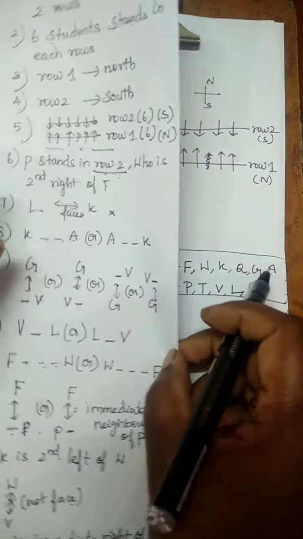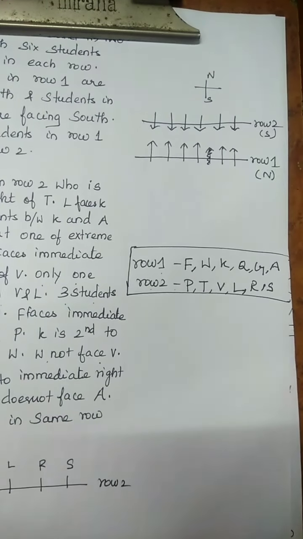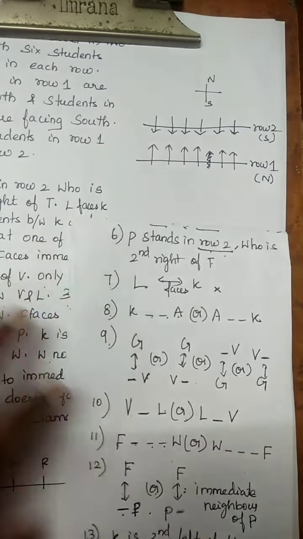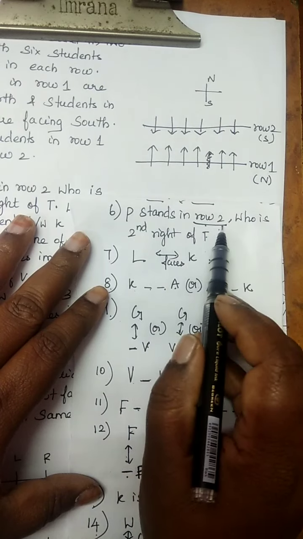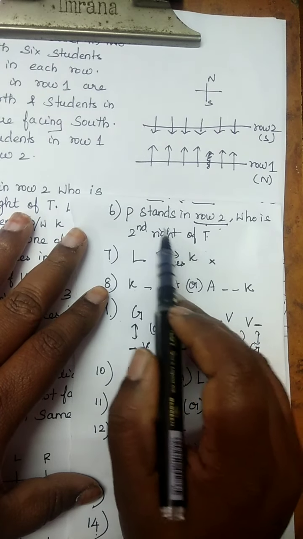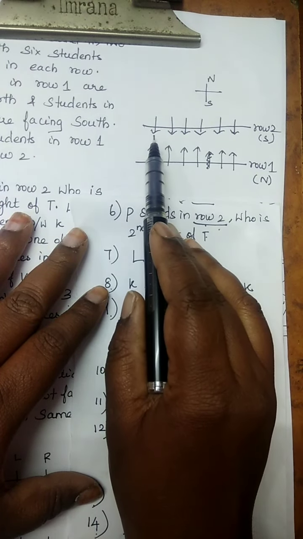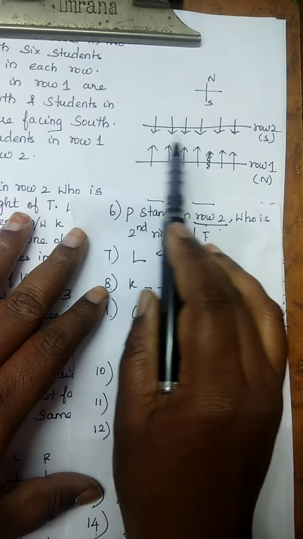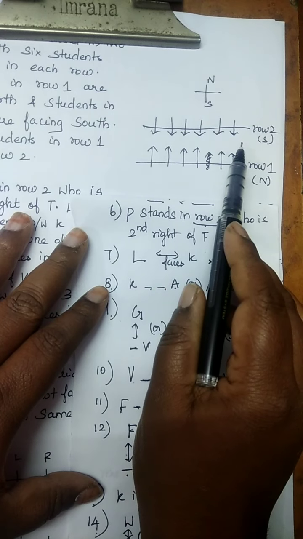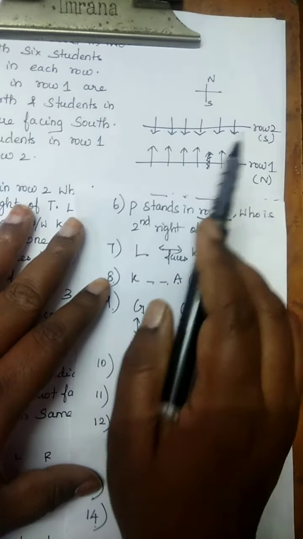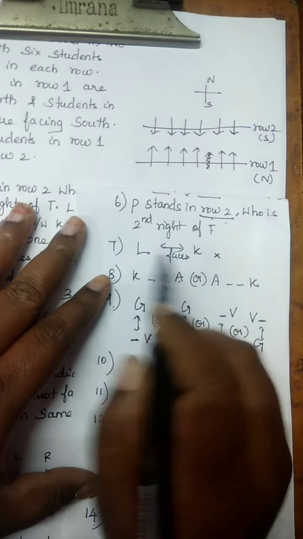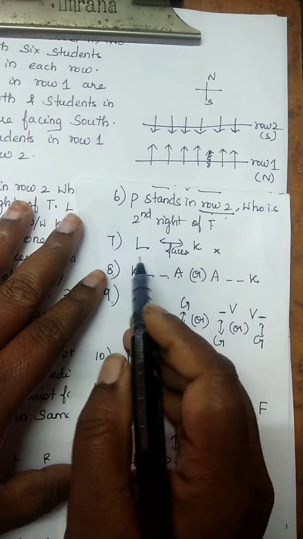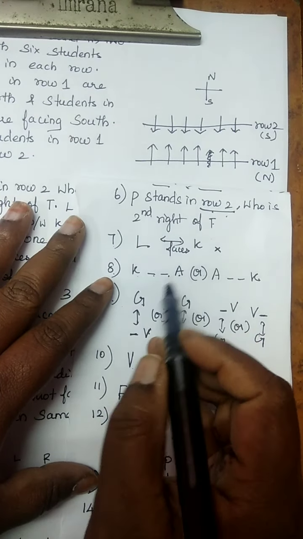Now the clue. Using this clue only we are going to find the answer. What's the clue? P stands in row 2, who is second to the right of T. Okay, P stands in row 2, who is second to the right of T, but we don't know, P may be here or in center or at the extreme ends, we don't know. So just leave that. L faces K. You also don't know about that exact place.